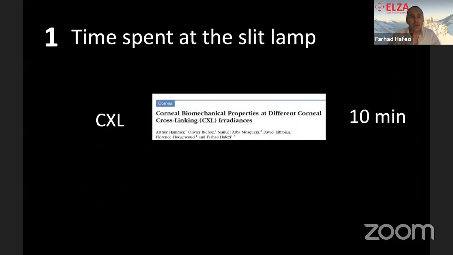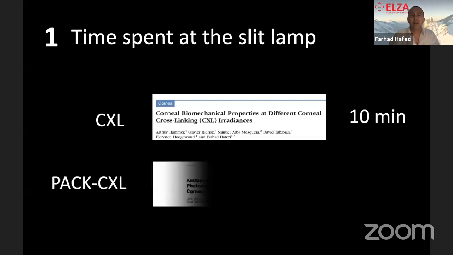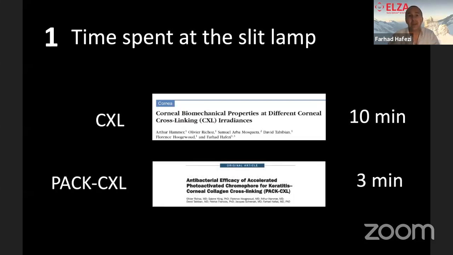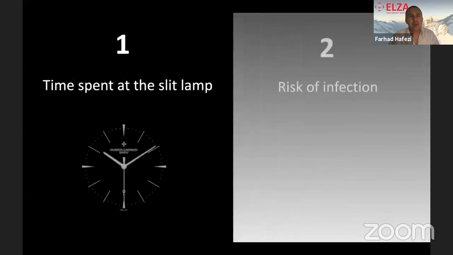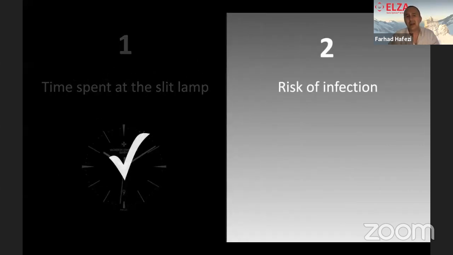Nowadays, we have really good protocols already for 10 minutes at the slit lamp. So I would not treat a child at the slit lamp, but a young adult who can sit for 600 seconds, yes, I would treat at the slit lamp. As for PACK cross-linking, we are down to 3 minutes. That's totally feasible, 180 seconds at the slit lamp. So I think the argument of time is being taken care of.